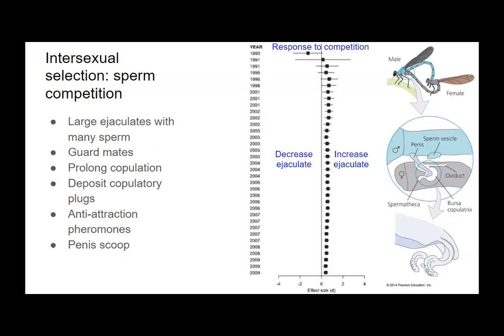Or you could have a penis scoop, and that's the image I have here of damselflies. So we have the male and the female, they're mating. And if we take a closer look at the male, the penis has this little spoon-like shape. What this does is it comes in and scoops out any previous sperm and then puts its own sperm in. So in that way, you're taking out any potential competitor sperm when you copulate.